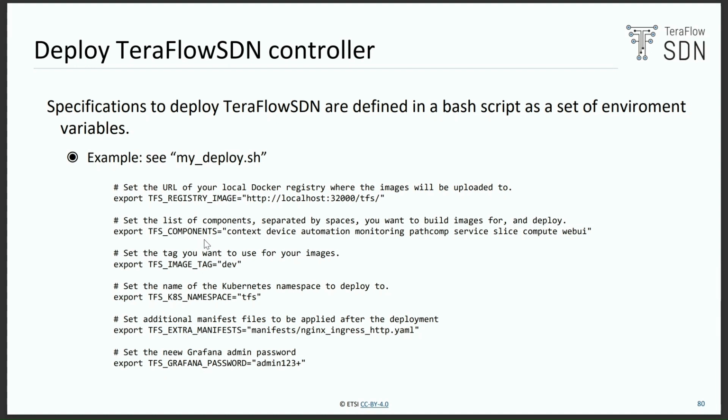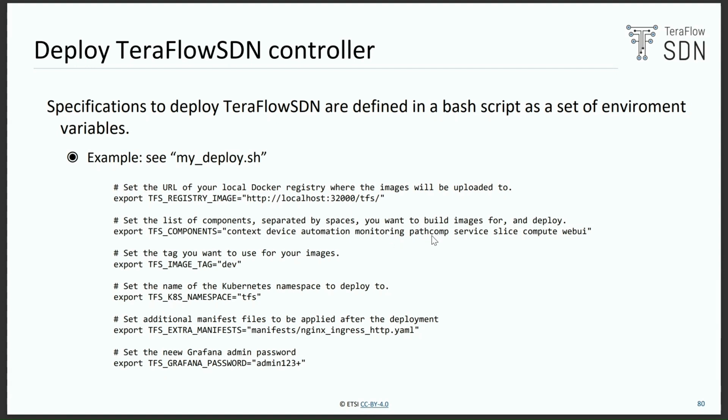There are two components that are obvious and should always be deployed: context and device. The context is the database that stores all the contextual information of the SDN controller. The device component handles the southbound interfaces, so it's always needed. Automation is the component that deals with activation of the devices. It deals also with onboarding of devices, so it's convenient to deploy it. Monitoring, if you are not playing with monitoring, you can skip this component.